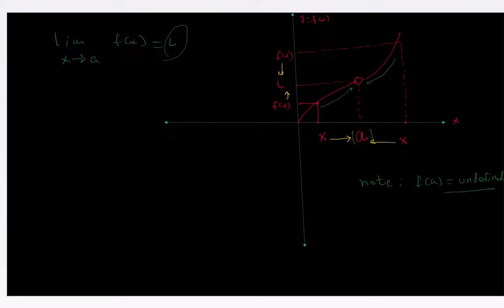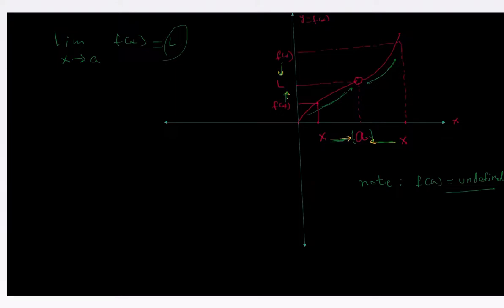As we go from the left and the right and get very close, if the limit exists, the y values will get very, very close to L, and L is that number. So let's jump on and do one problem with this, so you can see a concrete example rather than letters.